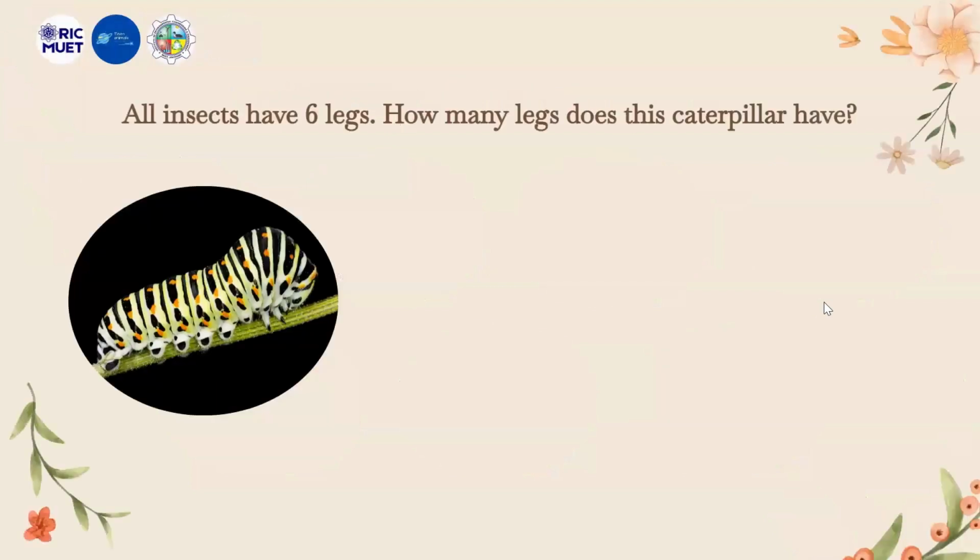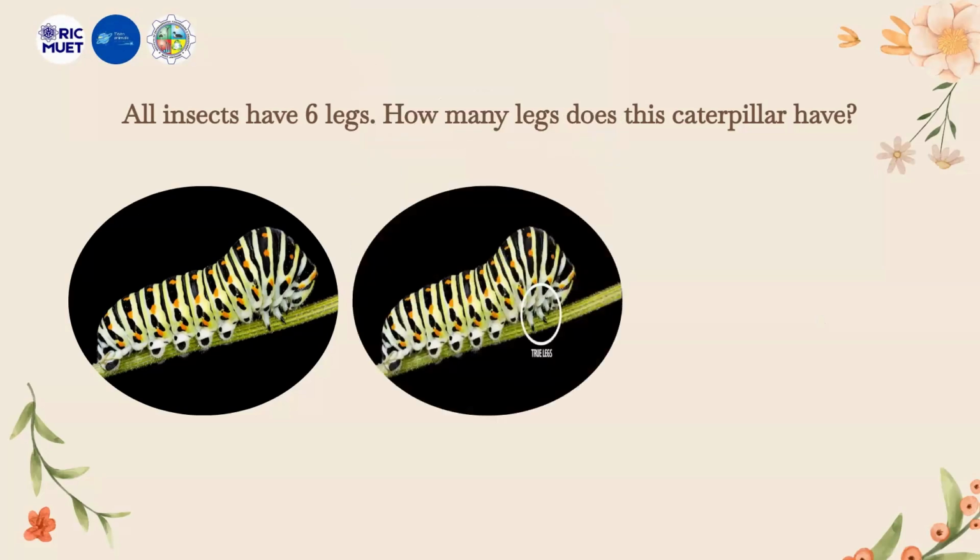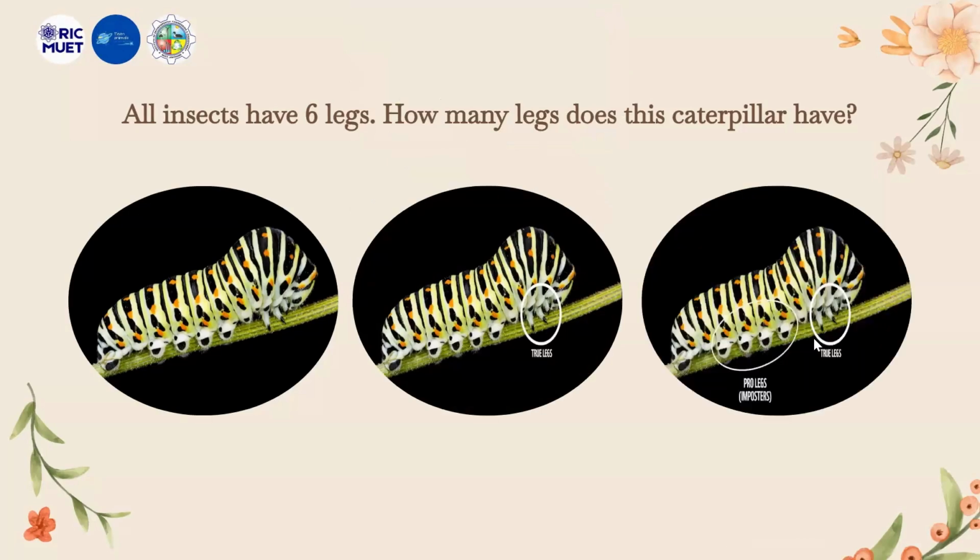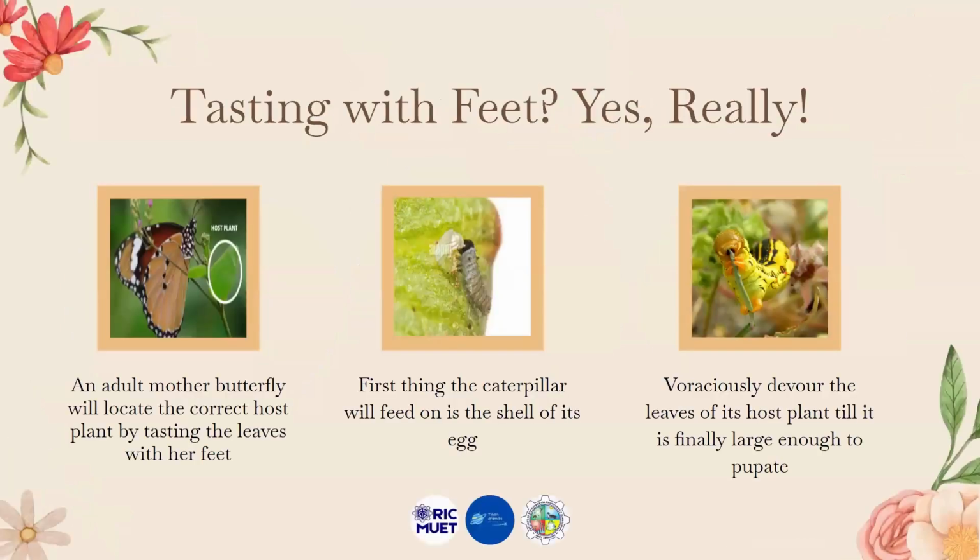So here's the fun part, a little question. All insects have 6 legs, and even the butterflies have 6 legs, but what about caterpillars? Does anybody know? Well, technically caterpillars only have 6 true legs, but they also have what are called prolegs, which help them to cling to leaves and crawl around. Yeah, these are some prolegs.